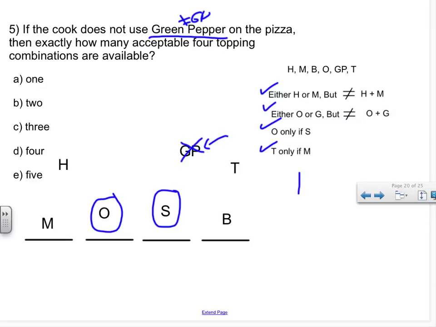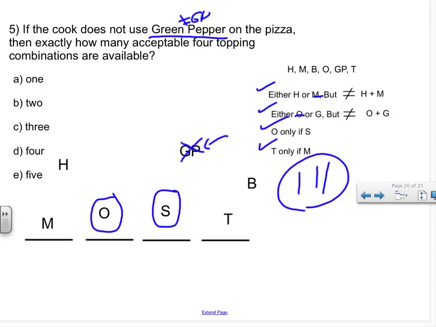So now we have M, so first condition is met, O and S are together, O or G, we have O only if S, and T only if M. Well, T is not included, so we're good there. So that's the second way. And there's only one more way because T doesn't go with H, so we can put T with M. And that's our 3rd way. So we've got 3 possibilities.